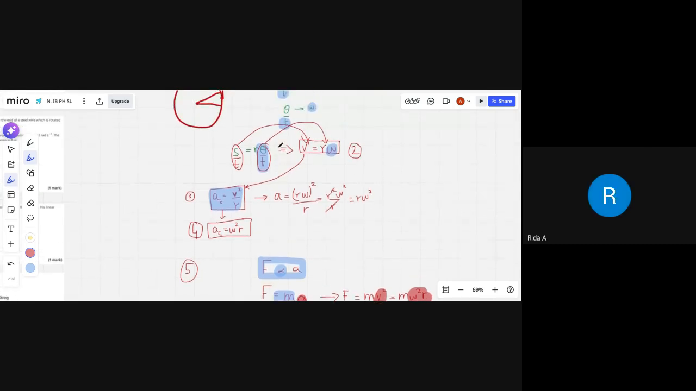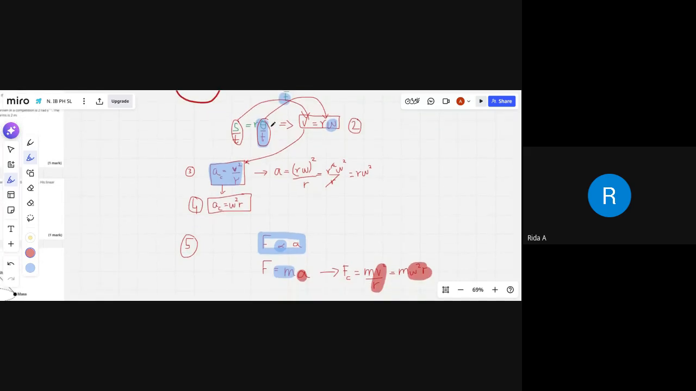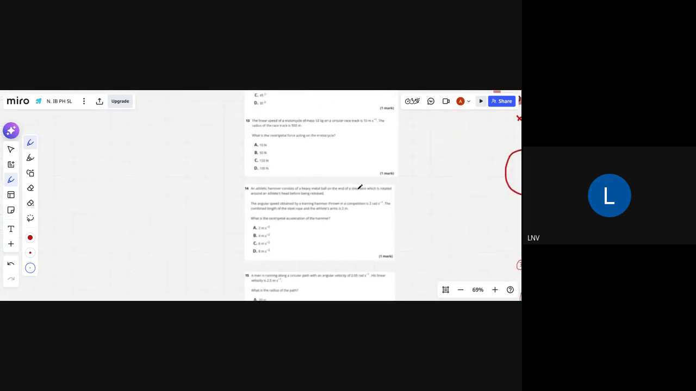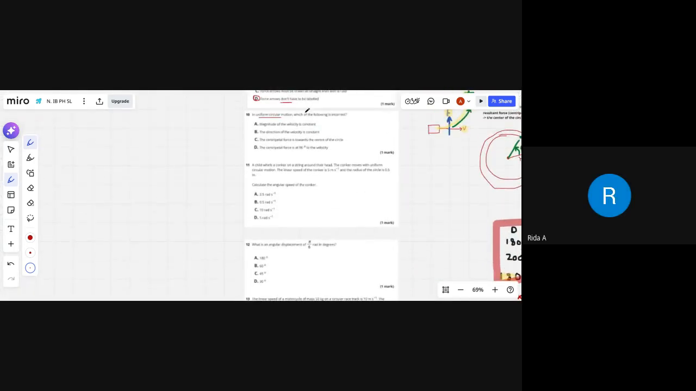So these were all of the equations. If you'd like to take a look, you're very welcome. Otherwise, we'll move on to the questions. The first one we had to know was S equals R theta. This was the first one. All good? Yeah, that's fine. Okay, let's move on to the questions.